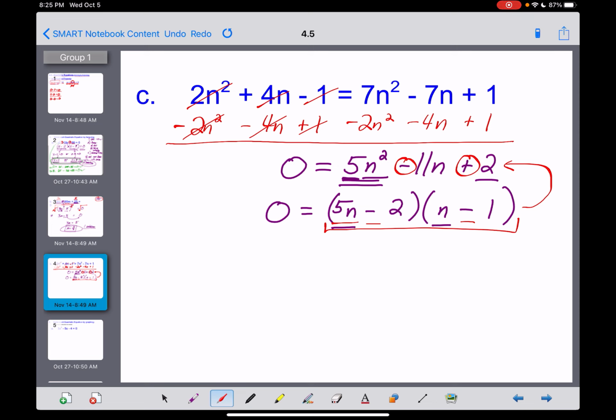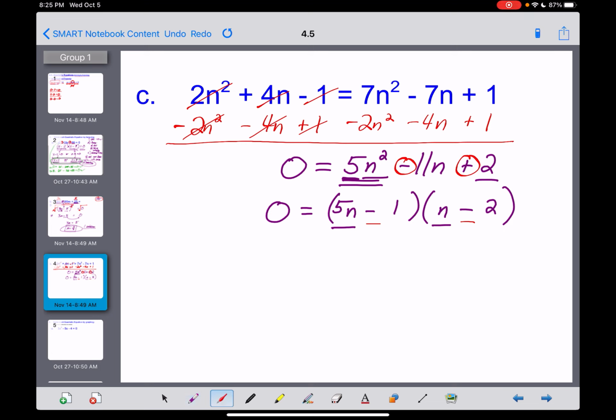First product, 5n times n, that's a 5n squared. Outer product, 5n times a minus 1 is a minus 5n. Inner product is a negative 2n, and then the last product, negative 2 times negative 1, is a plus 2. And if you look at those two terms in the middle, they combine to a negative 7n, which is not what I needed to see right here. So that tells me I guessed wrong. So instead of 2 and then 1, we flip that around to make it a 1 and then a 2.